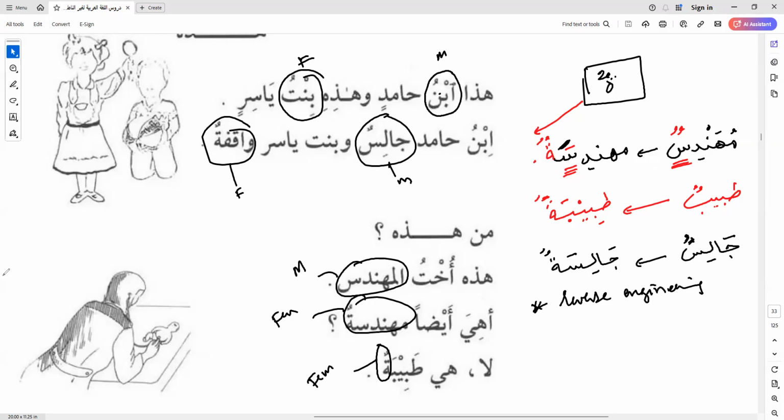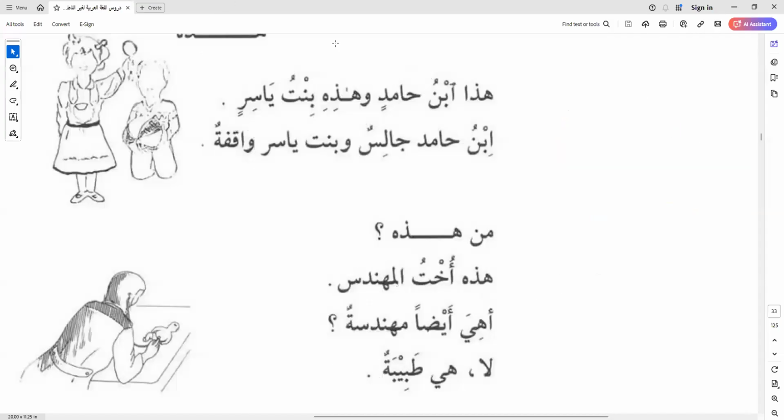So let's do a quick recap before we look at the other parts of the dars. We have signification, gender signification, signification of gender.